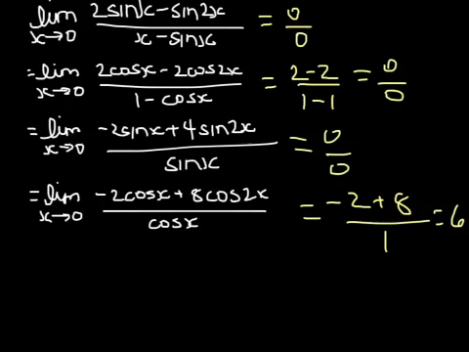L'Hopital's rule says that because we found the derivative of the limit of x approaches 0 of negative 2 cos x plus 8 cos 2x over cos x equals 6, the limit of the previous function that we took the derivative from, and the limit of the function before that, and our original function are also all equal to 6.